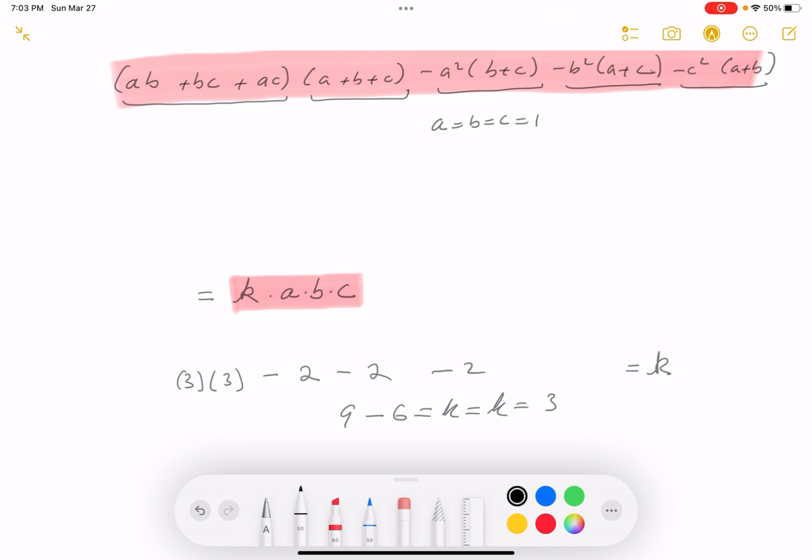So again, we're getting the same result. 3ABC. That's a simplification of the problem.